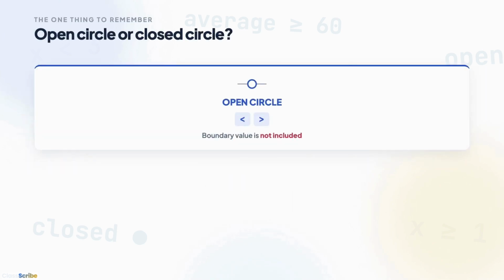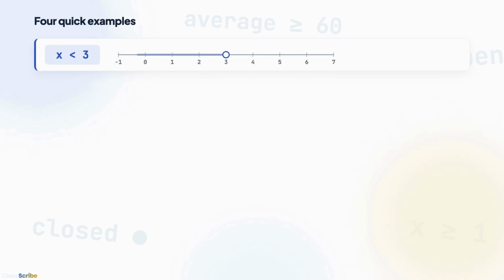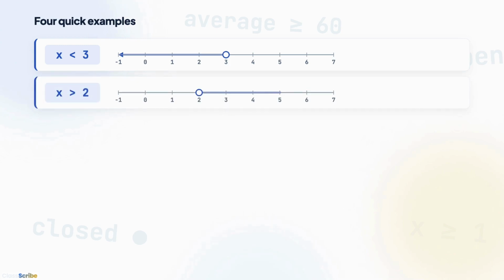The first thing to remember is the difference between an open circle and a closed circle. An open circle means the boundary value is not included. This happens whenever the inequality uses the symbols less than or greater than. For example, if x is less than 3, then 3 itself is not a solution. So we draw an open circle at 3 and shade all the numbers towards the left. Similarly, if x is greater than 2, we draw an open circle at 2 and shade towards the right.